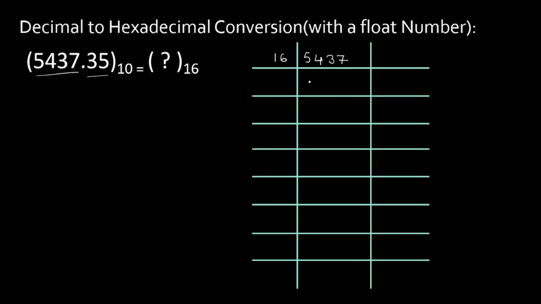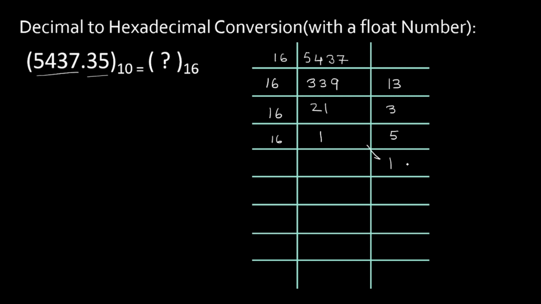So it will be 339 and the remainder is 13. Again it will be divided by 16, so we will get 16 twos are 32 and then 16 ones are 16 and the remainder is 3 in this way, and again this 21 will be divided by 16, so we'll get 16 ones are 16 and the remainder is 5. Now this 1 cannot be further divided by 16 because it is less than 16. So we'll take 1 as it is.